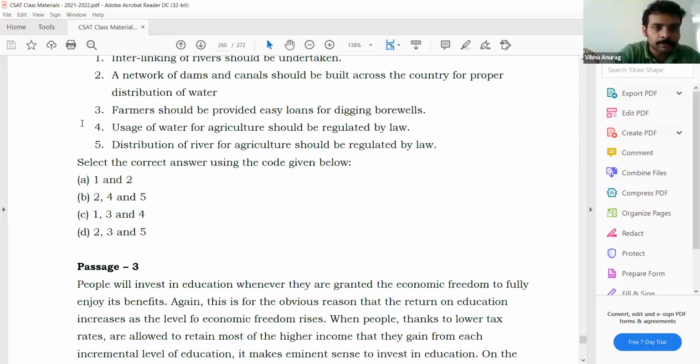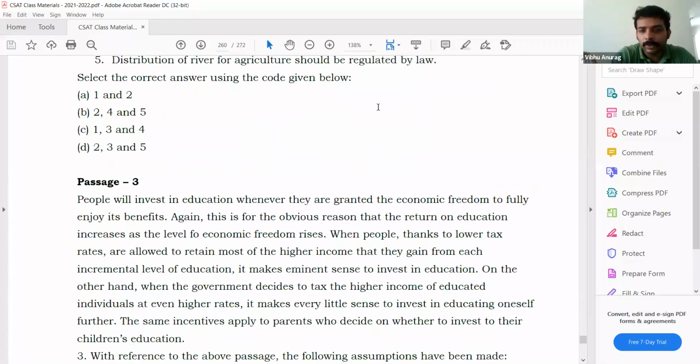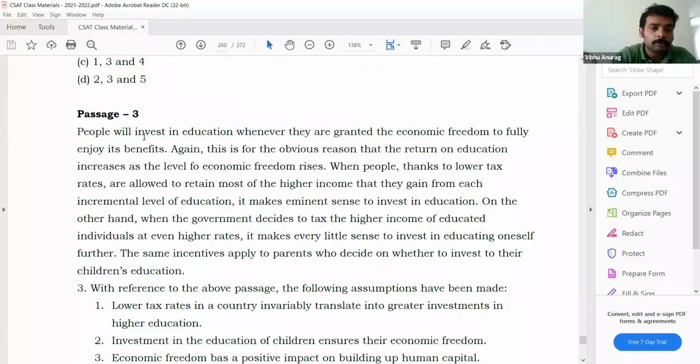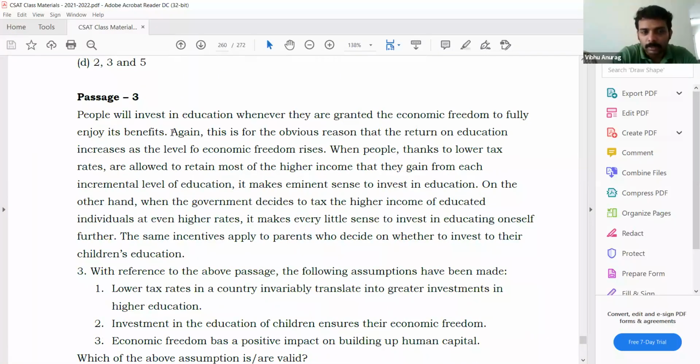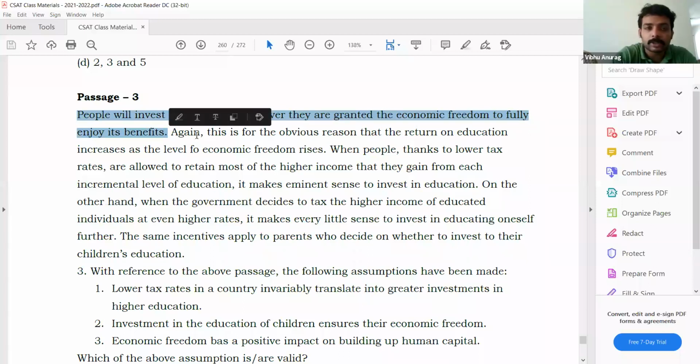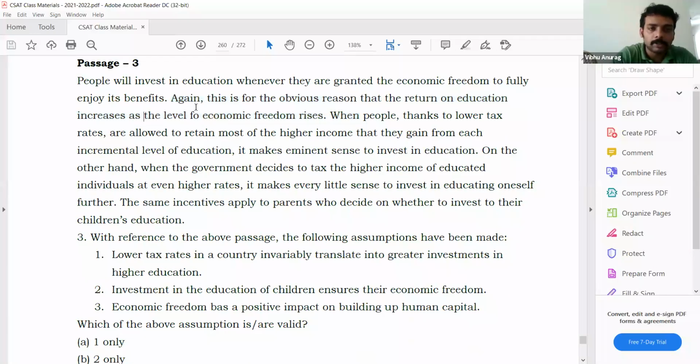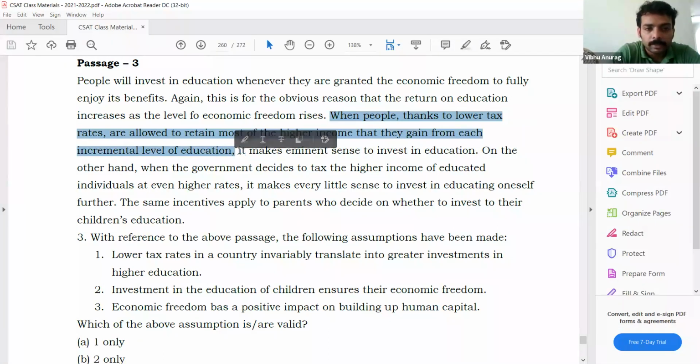Then passage 3. People will invest in education whenever they are granted the economic freedom to fully enjoy its benefits. Again, this is for the obvious reason that the return on education increases as the level of economic freedom rises. So when people have the ability to enjoy the economic freedom, to enjoy its benefits, then they will invest more in education. When people, thanks to lower tax rates, are allowed to retain most of the higher income that they gain from each incremental level of education, it makes eminent sense.